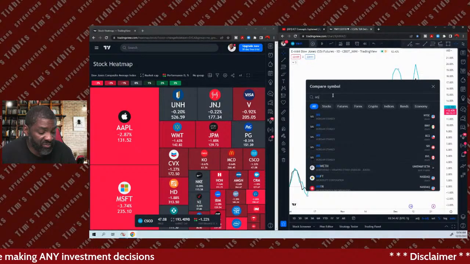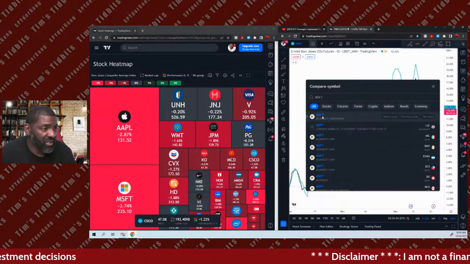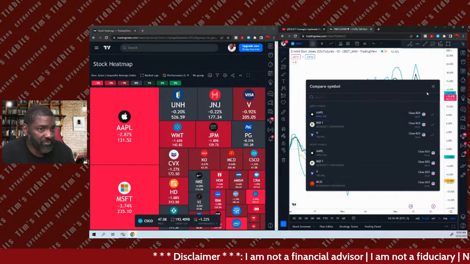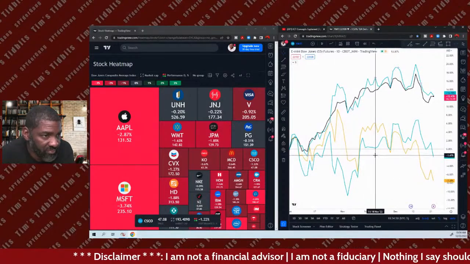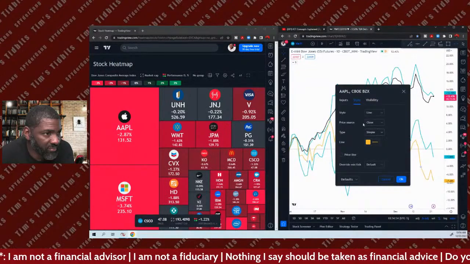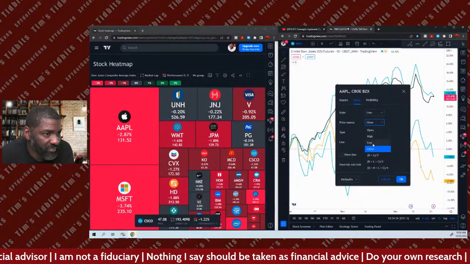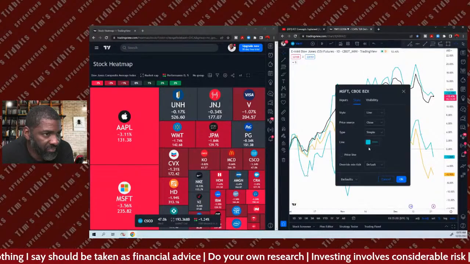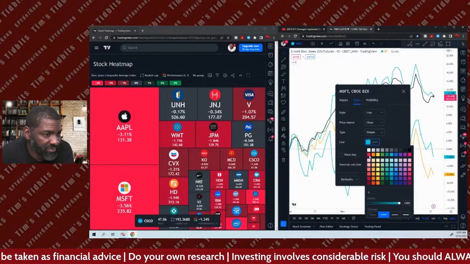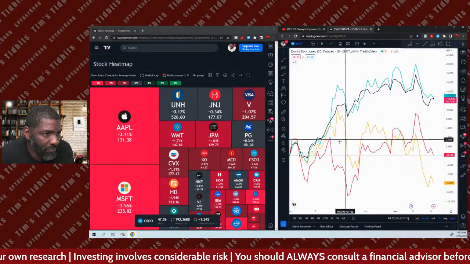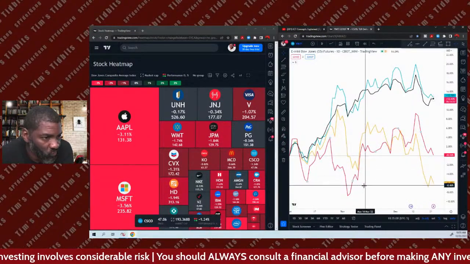So out of the ones that I went through, Apple's yellow, Microsoft is red. Yes.